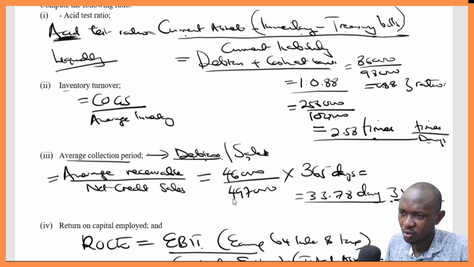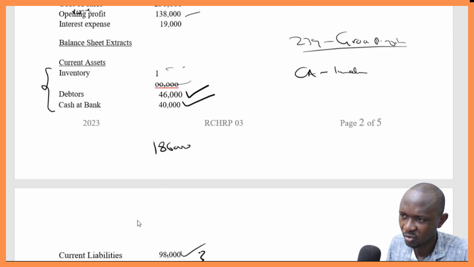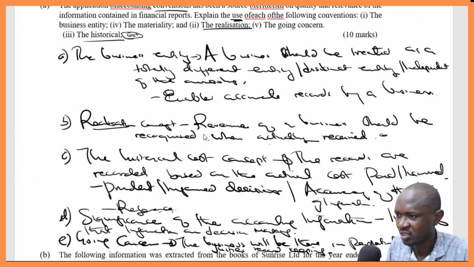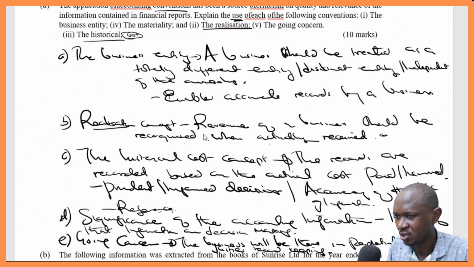So that's how we are supposed to go through all this. This is a question on ratios. Those are the answers. And then the first part was a question on theory. That is the answer.